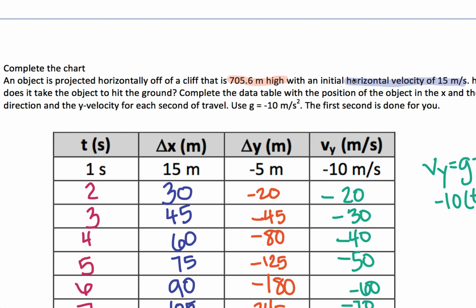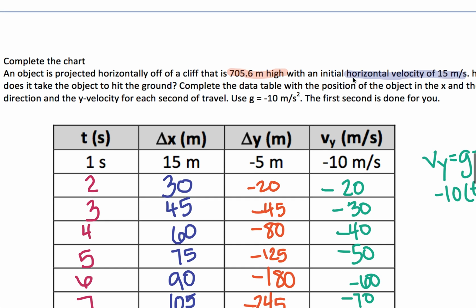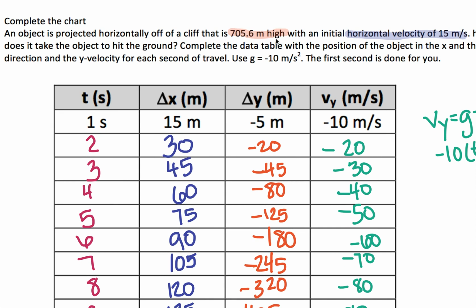Complete the data table with the position of the object in the x and the y direction and the y velocity for each second of travel. Use g is equal to negative 10 meters per second squared. The first second is done for you. Okay, so the first thing we have to figure out is how long is it going to take for an object to fall off of a cliff that's 705.6 meters high?